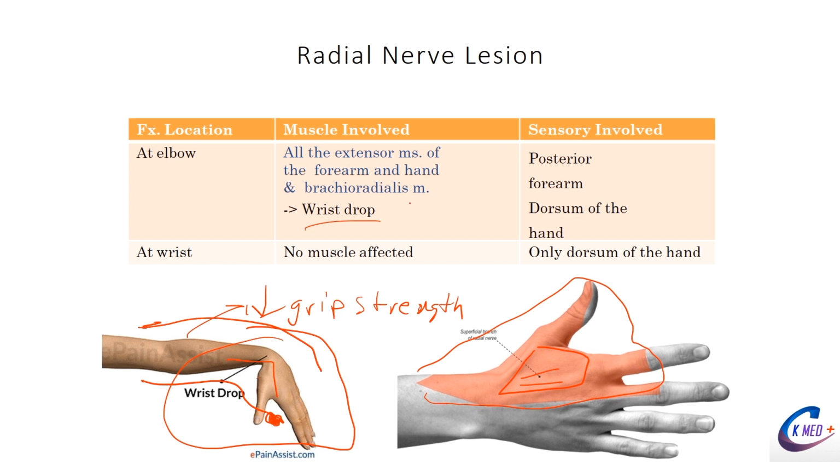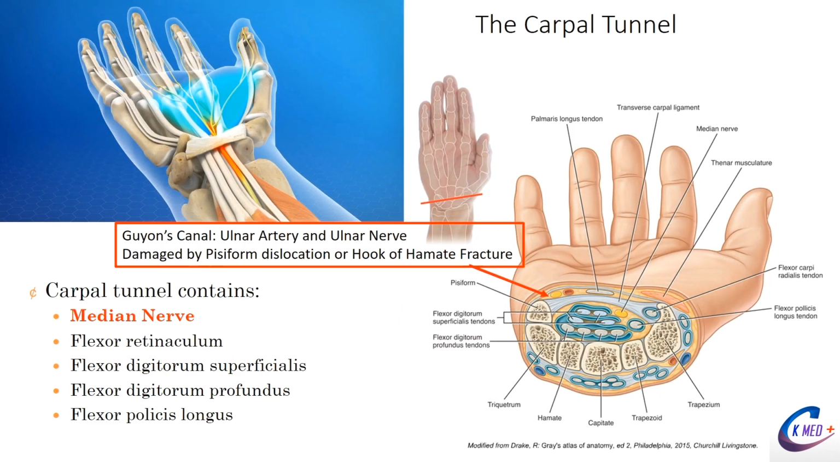And then if it's at the wrist specifically, then there's no muscles that are affected, because what did we have only here is going to be sensory. And so you only have sensory over the dorsum of the hand is lost.